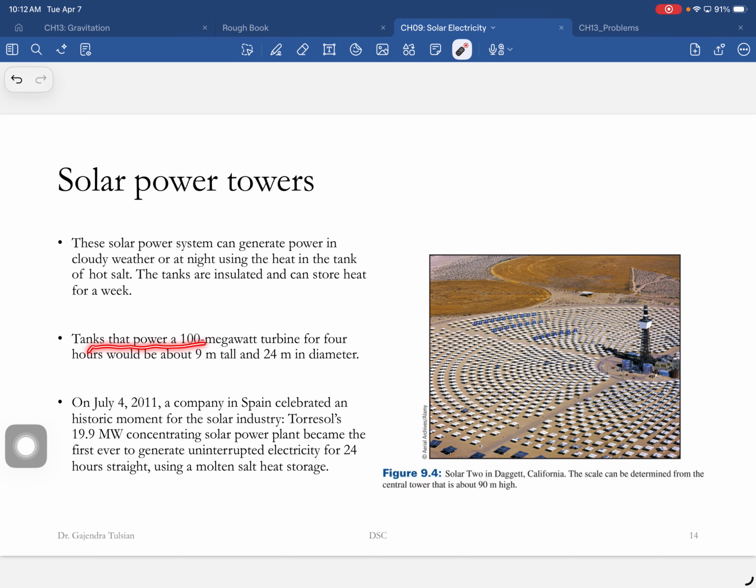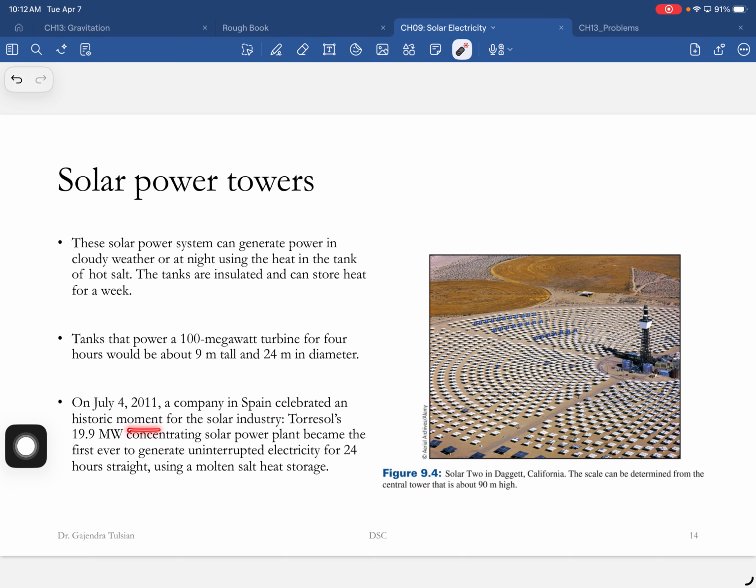On July 4th, several years ago, a company in Spain celebrated a historic moment for the solar industry. Torresol's 20 megawatt concentrating solar power plant became the first ever to generate uninterrupted electricity for 24 hours straight. You're using a molten salt heat storage facility. All right, so given that you don't need batteries, the extra expense is worth spending. Okay.